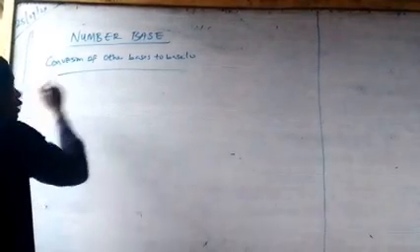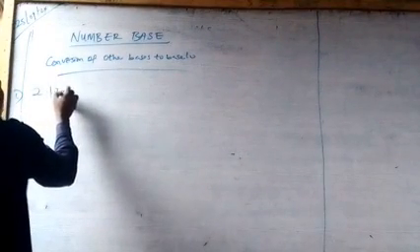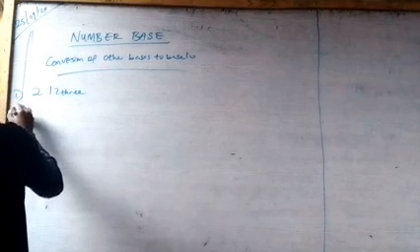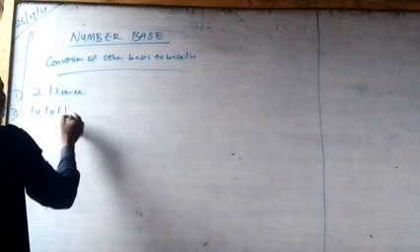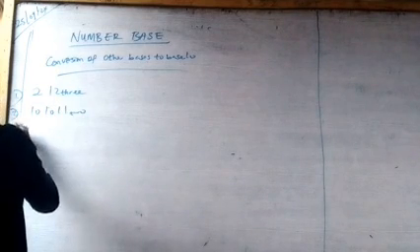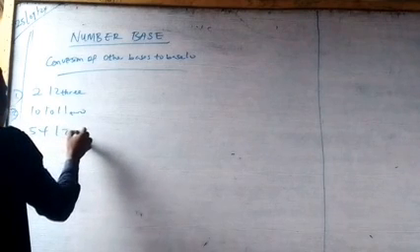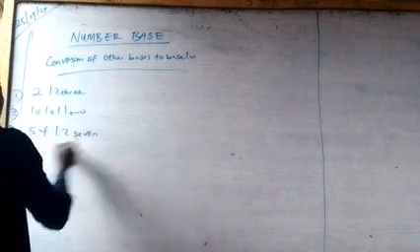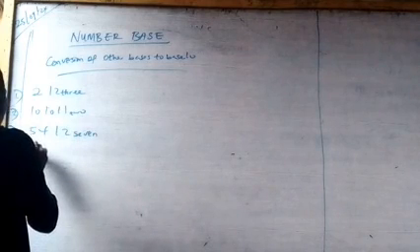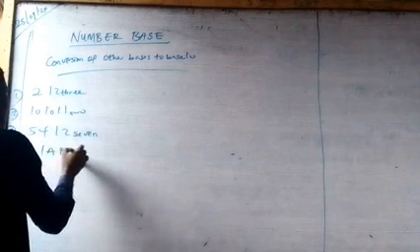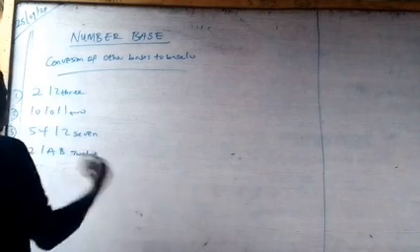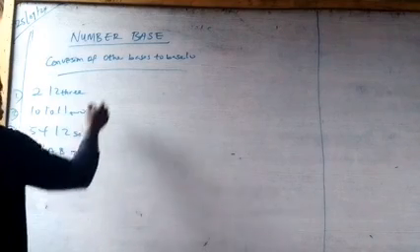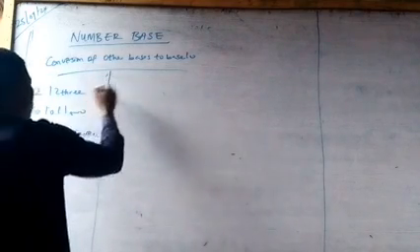So, let's give examples. We have 2, 1, 2 in base 3; 1, 0, 1, 0, 1, 1 in base 2; 5, 4, 1, 2 in base 7; and 2, 1, A, B in base 12. Let's use these. Now, we're going to solve.